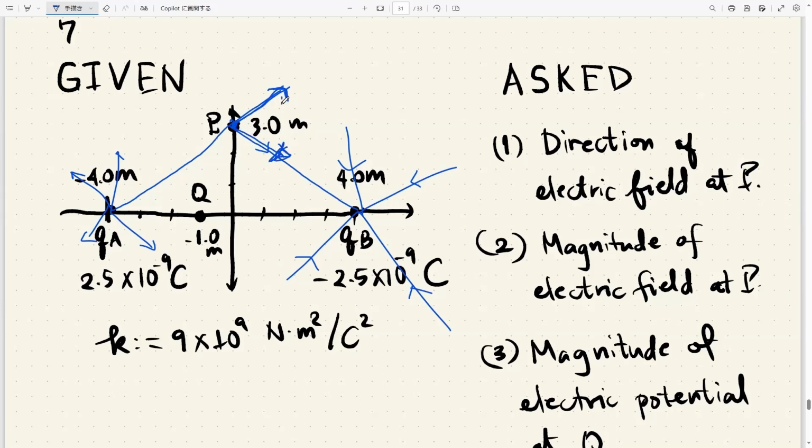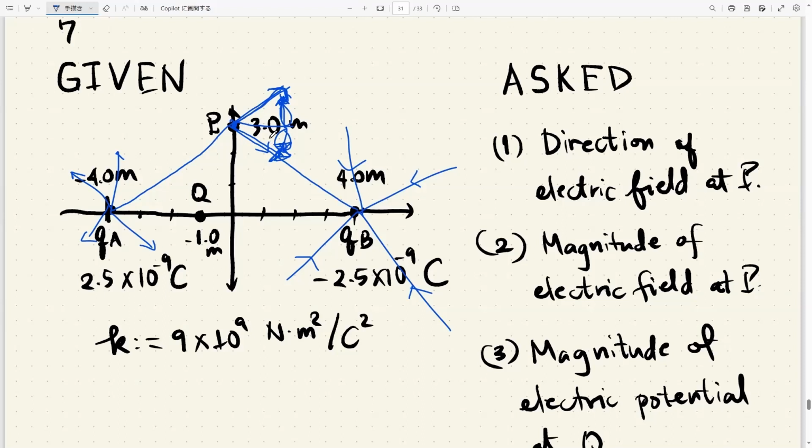the vertical components of these electric fields are actually the same in magnitude. The vertical component of the electric field due to A is pointing upwards. The vertical component of the electric field due to QB is pointing downwards. But because the charges are the same distance to P, these vertical components are of the same magnitude, but their directions are different, and so they cancel. So now we know that the electric field at P does not have a vertical component because they cancel.